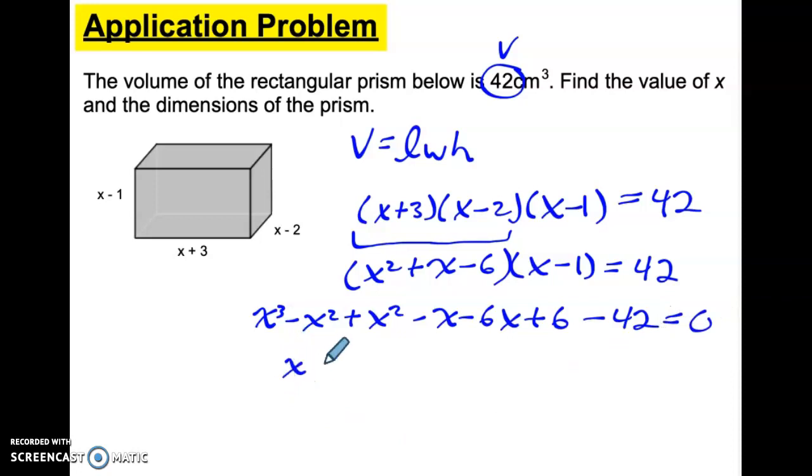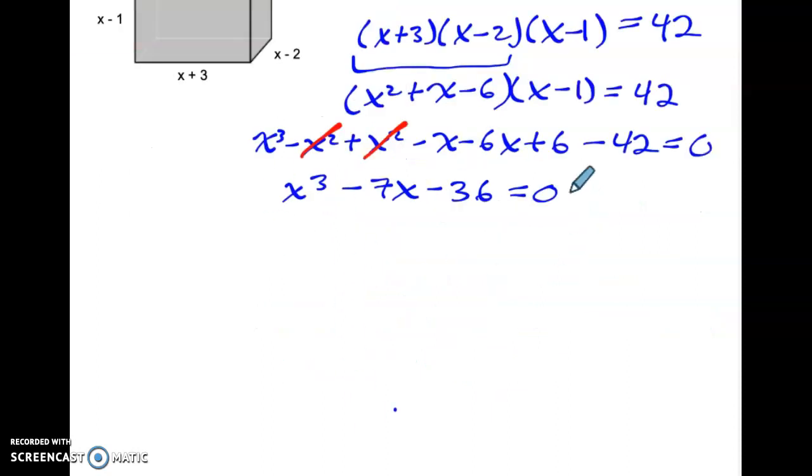And if I simplify this, I get x cubed. Those x squareds would actually cancel each other out nicely. And then minus 7x minus 36 equals 0. Now I have it at that solving equation stage. So I'm going to do exactly what I did earlier in this lesson. I'm going to factor this. So I'm going to let it equal f at x. And I need to find f at something that gives me 0.